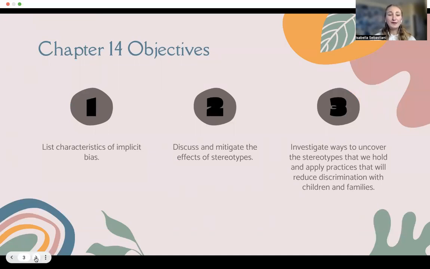And as always, we have our objectives, which are little paths to guide you through your learning. Our first objective is to list characteristics of implicit bias. Our second objective is to discuss and mitigate the effects of stereotypes. And our third objective is to investigate ways to uncover the stereotypes that we hold and apply practices that will reduce discrimination with children and families.